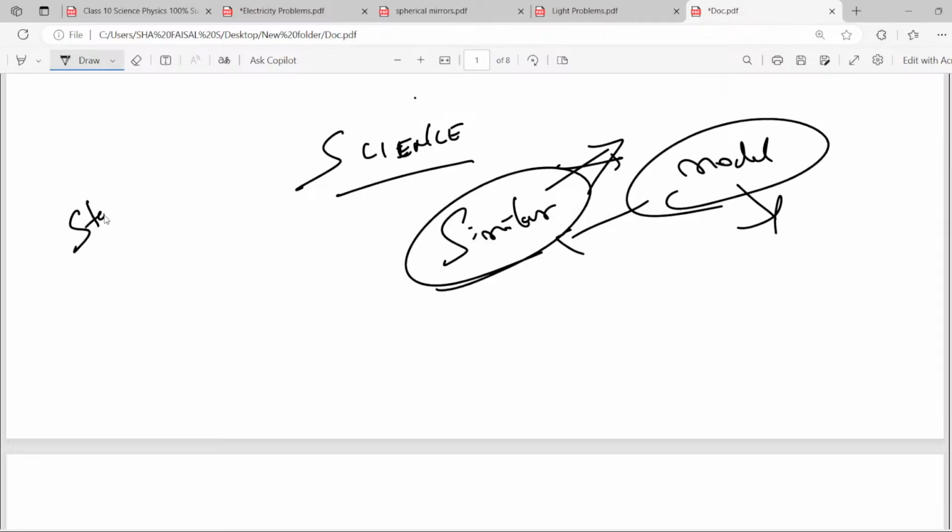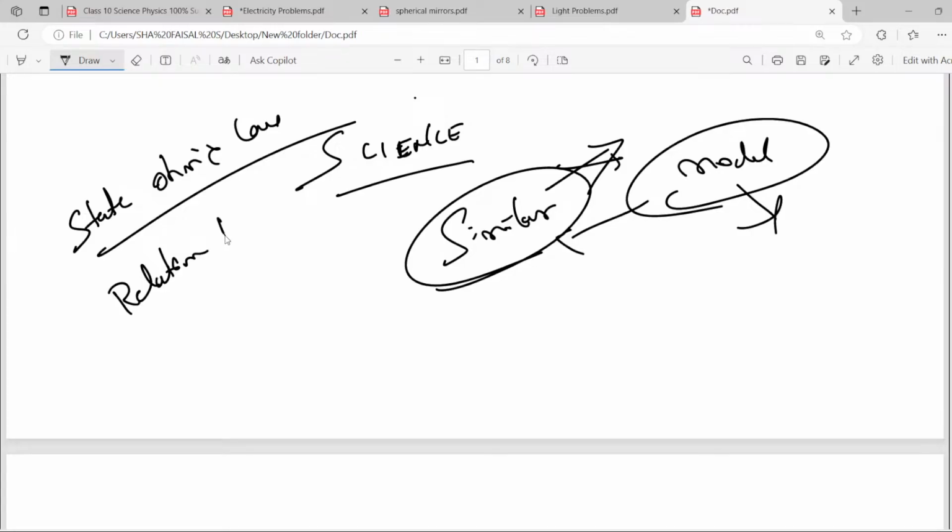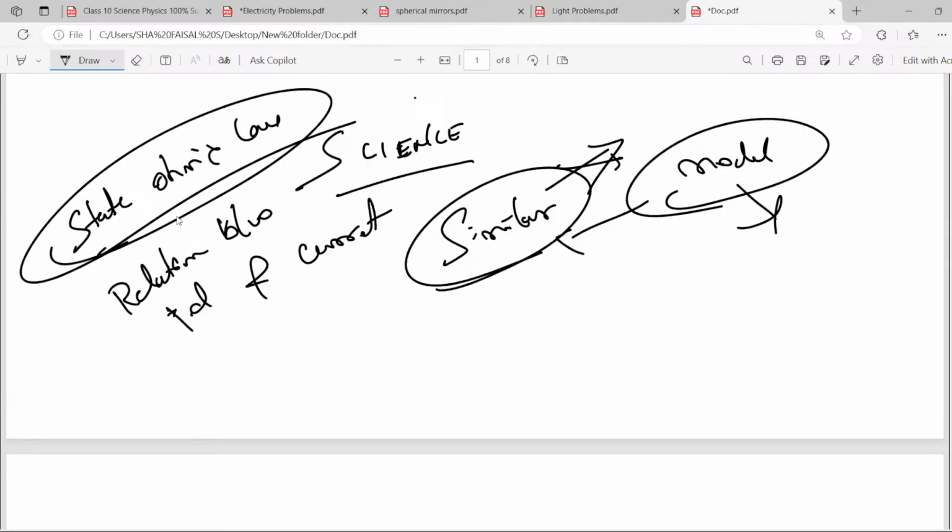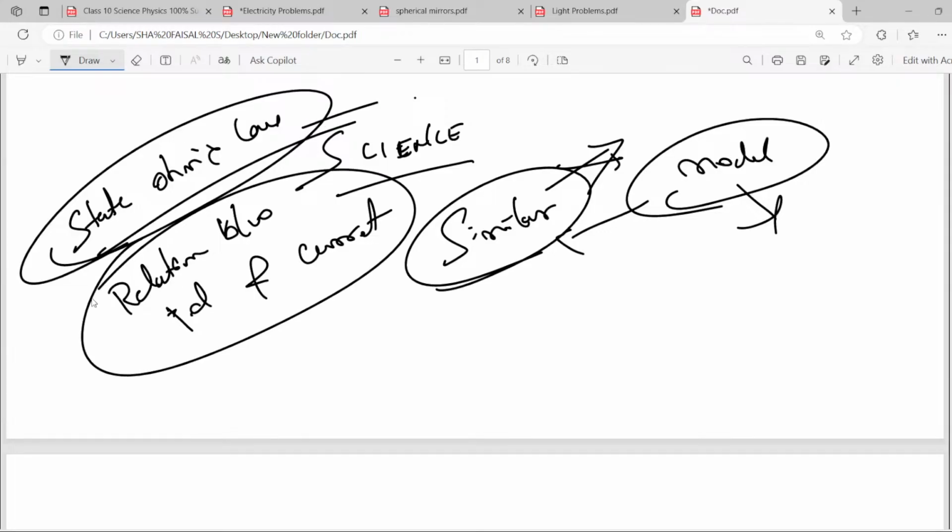Example, in the model paper maybe they have given "state Ohm's law." Now they may ask you to write the relationship between potential difference and electric current. So what is the relationship between potential difference and current? That's all. In the model paper they gave state Ohm's law, but here they are giving write the relationship between potential difference and current. Sir, how does this appear? Simple.